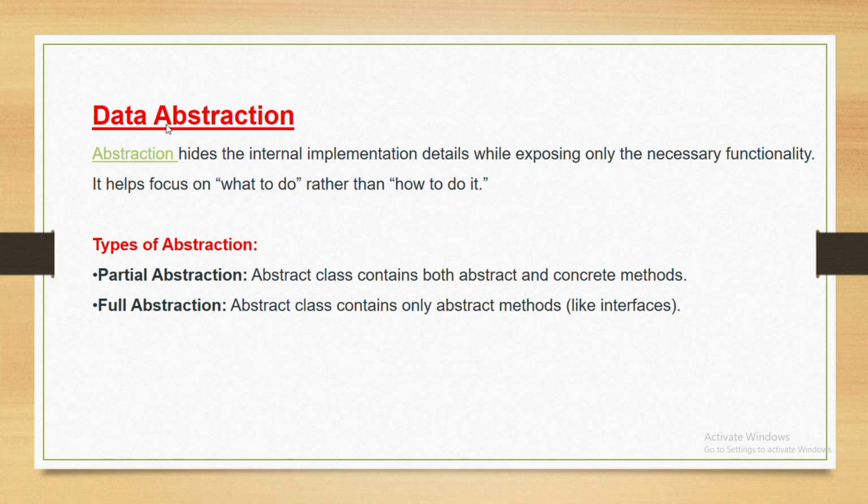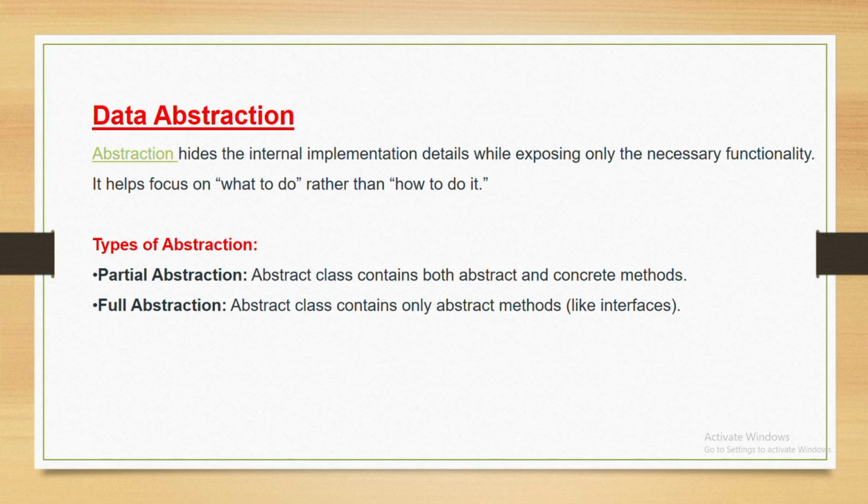So the last thing we are going to be seeing in OOP in Python is data abstraction. Data abstraction simply means to hide the internal implementation details while exposing only the necessary functionalities. It helps to focus on what to do rather than how to do it.